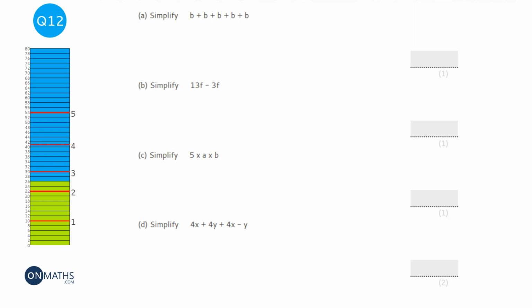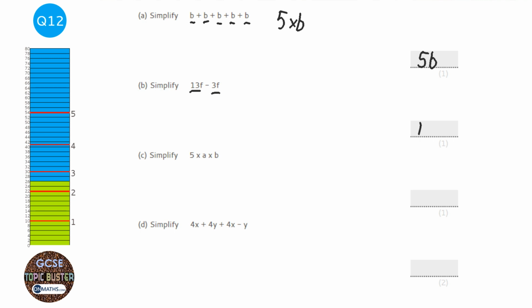So first one, we are looking at how many b's we have. So we've got 1, 2, 3, 4, 5 lots of b. So we've got 5 lots of b, and in algebra we don't put the times sign, so it's just 5b. Now be careful, a lot of students put b to the power of 5. That's true when there's a times sign in there, but when you're adding, it's just 5 lots of b. Next one, 13f, and we're taking away 3 lots of the f. That means that we've got 10 lots of that f left.